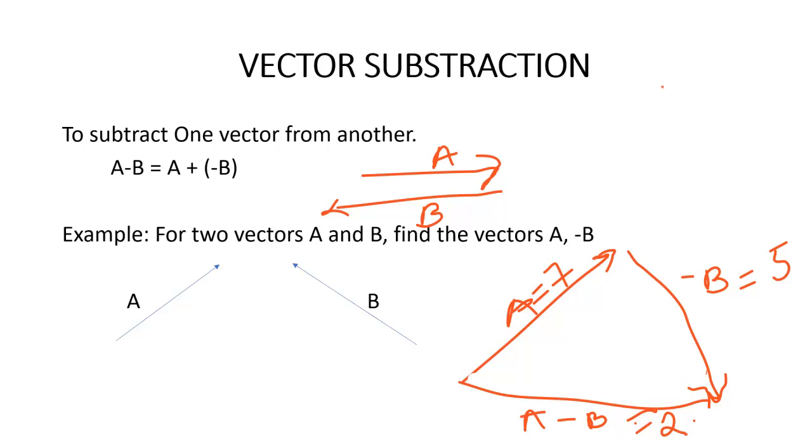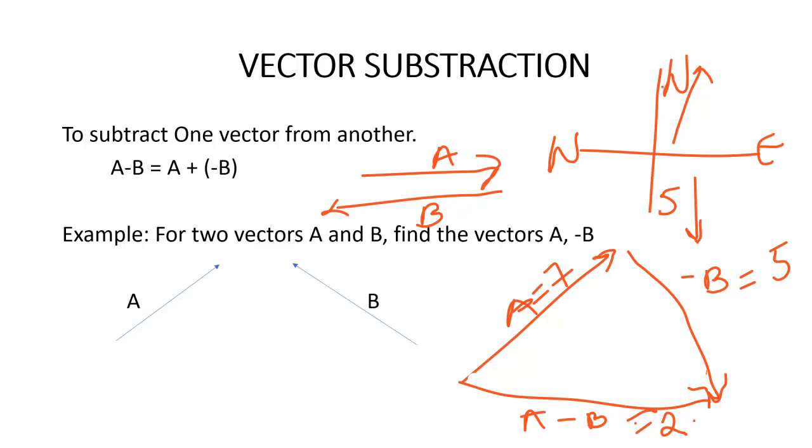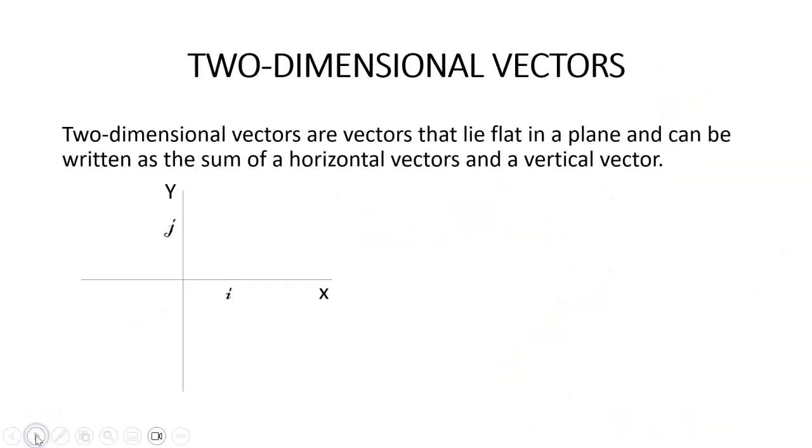For more clarification, this is north, this is south, this is east, and this is west. So if one is going up here and the other one is going in this other direction, it's going to be a subtraction. But if it's going here and this one is going here, you're going to add them together. They're going to travel in the same direction. This is what I meant by addition and subtraction. So now we have two-dimensional vectors. These two-dimensional vectors are vectors that lie in the plane.